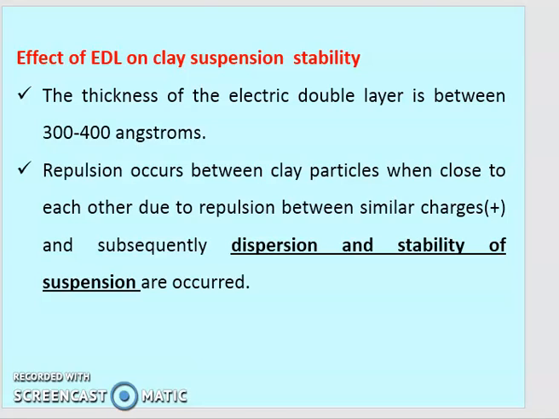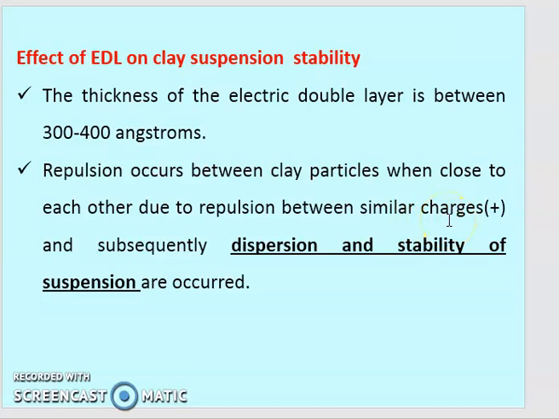Effect of electric double layer on clay suspension stability. The thickness of the electric double layer is between 300 to 400 angstrom. When the thickness of the double layer is more than 400 angstrom, repulsion occurs between clay particles when close to each other, due to repulsion between similar charges.